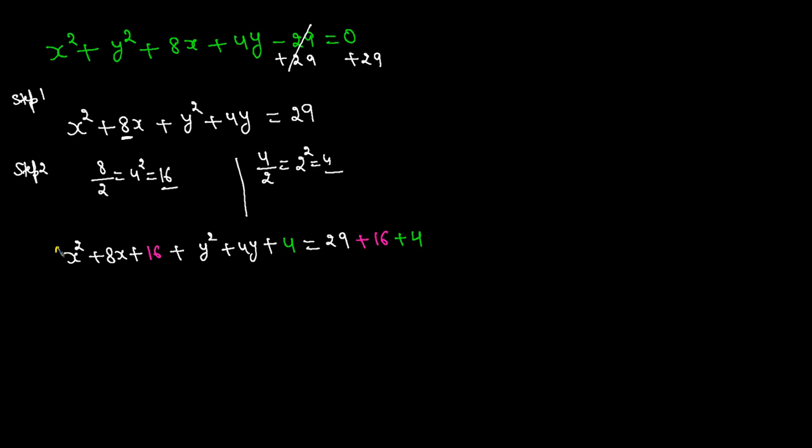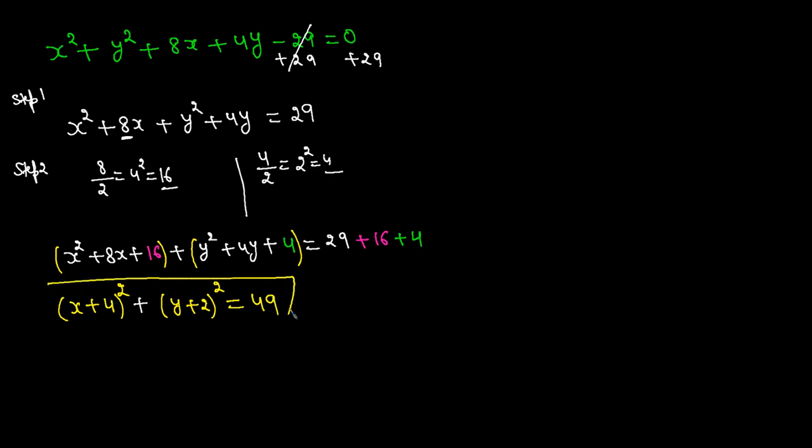So now these two expressions are perfect squares. So how do we write it? x plus half of this coefficient, half of 8 is 4, and put a square on it. That's it. Plus the second one, y squared plus 4y plus 4: half of 4 is 2, so this is basically y plus 2 squared, is equal to 29 plus 20, which is 49. So this gives me 49.